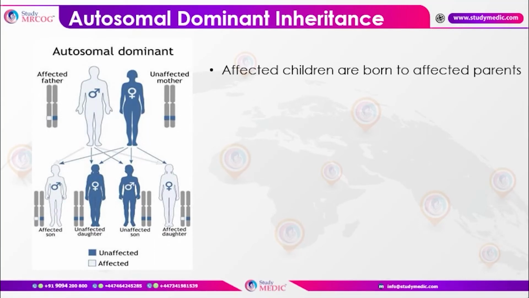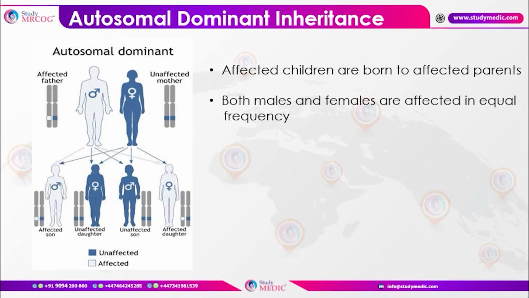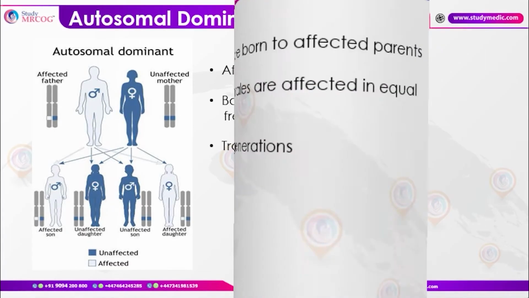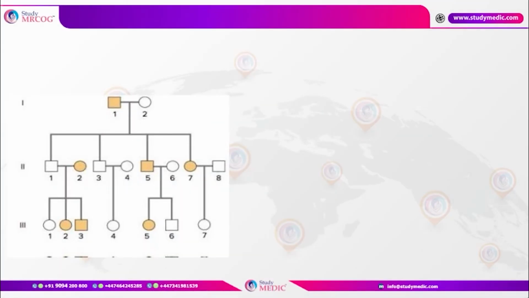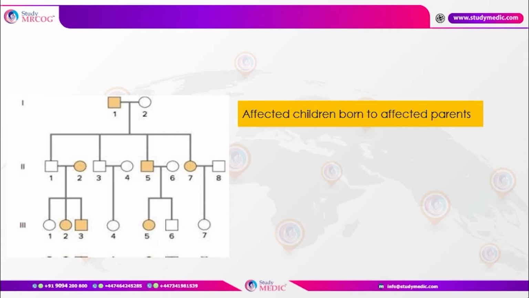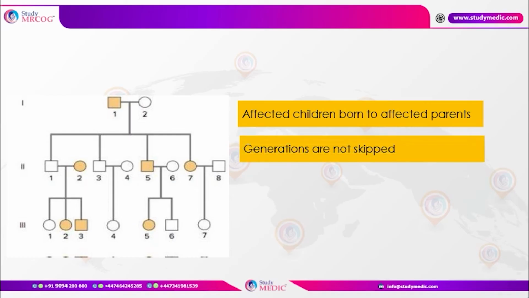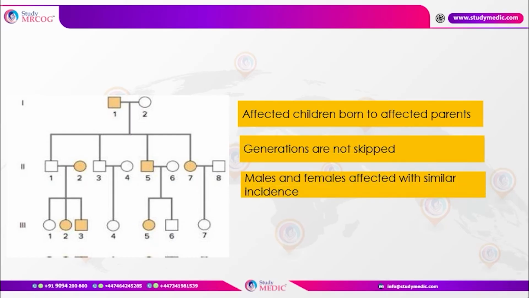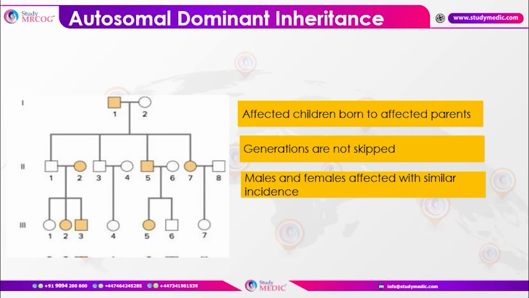Autosomal dominant inheritance. Affected children are born to affected parents. Both males and females are affected in equal frequency, and the trait does not skip generations. Now let us have a look at this pedigree chart. Affected children are born to affected parents. Generations are not skipped. Males and females are affected with similar incidence. So this is an autosomal dominant inheritance.